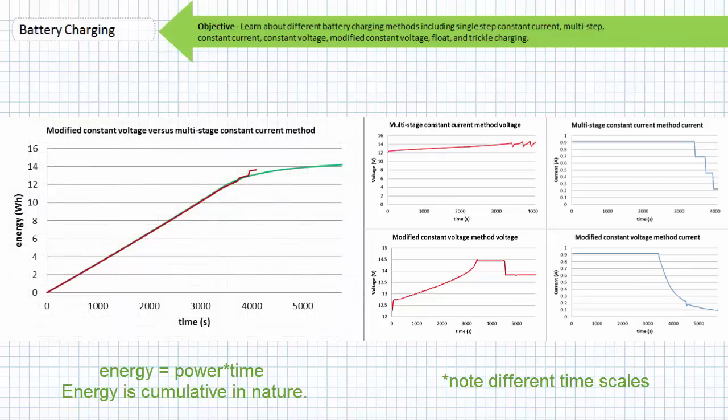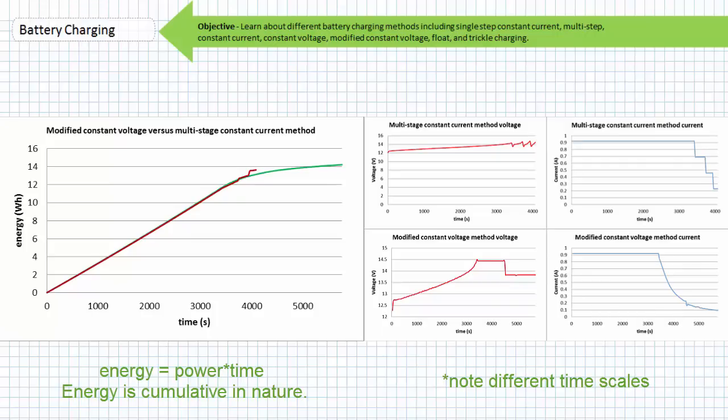Notice that when we place both methods' energy delivery in units of watt-hours on the same graph, yes, the multi-stage constant current charger in brown actually hits the 13.5 watt-hour finish line a little earlier than the modified constant voltage method in green, only because the modified constant voltage method backs off on the current during the second stage. This means energy delivery does slow down.